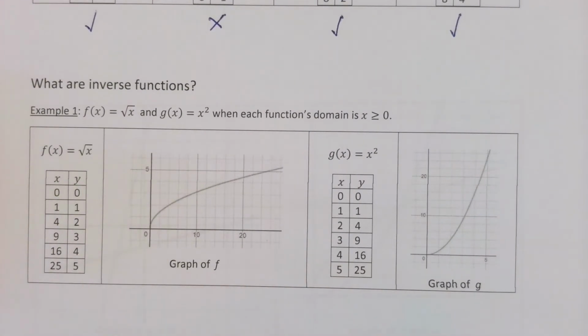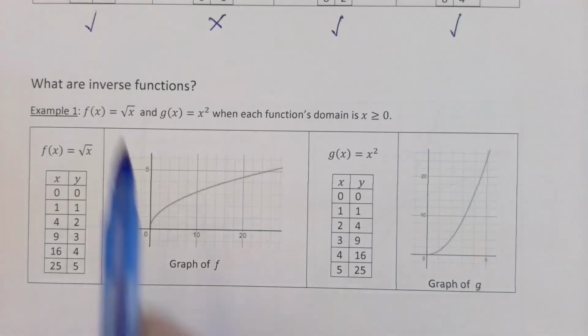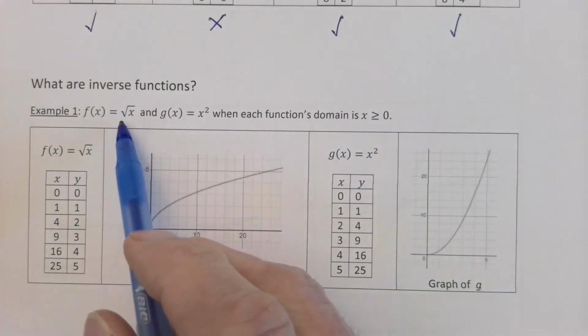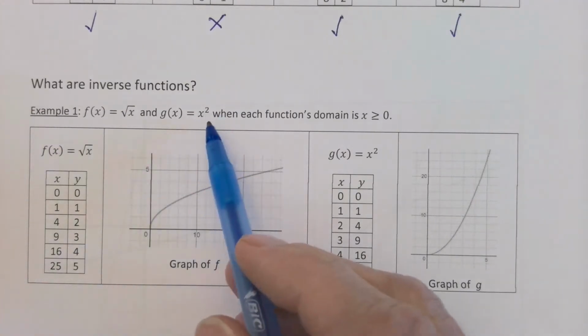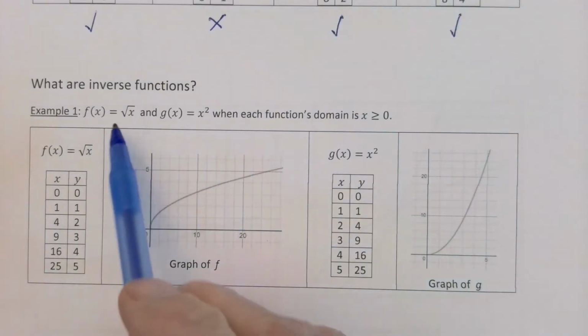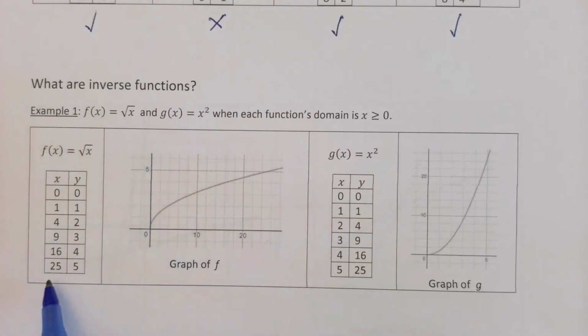Inverse functions are functions that have this property that whatever the first function does to a number, the second function is capable of undoing it. So for example, square root of x operating on a 25 takes it down to 5.